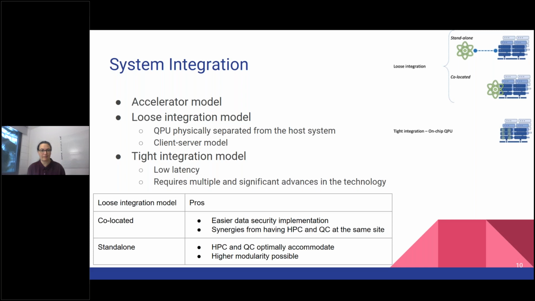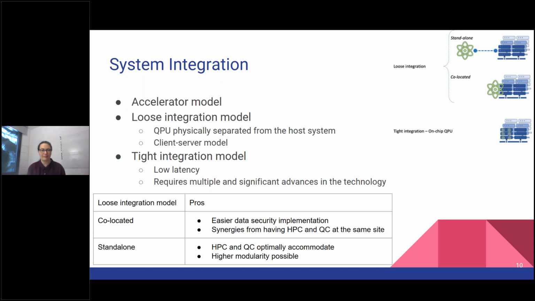So for the co-located model, the pros are the easier data security implementation. Since we have it within the same facility, we don't have external communication channels. So it's easier to protect the data, especially when we are working with sensitive data. And secondly, the synergies from having both HPC and QC system at the same site. So the communication between the different ecosystems, the different communities, can be very relevant and useful for the optimal performance of the system.